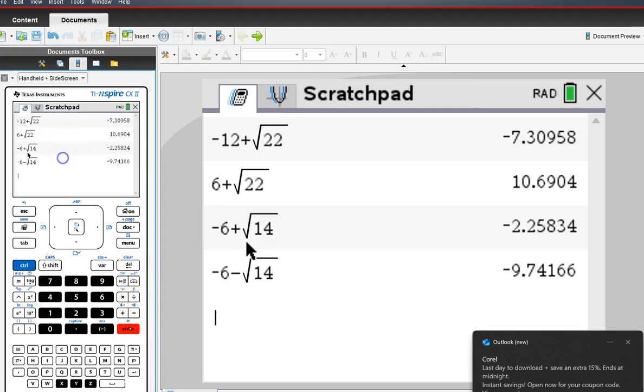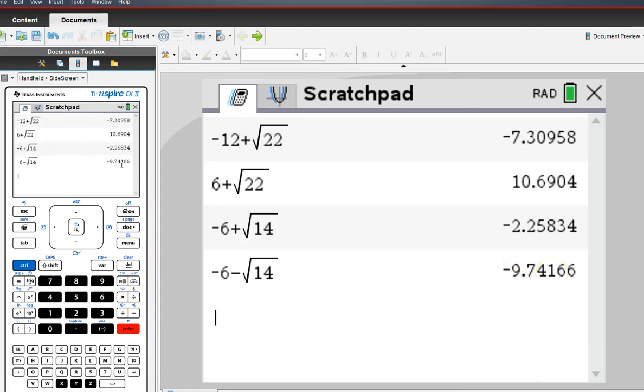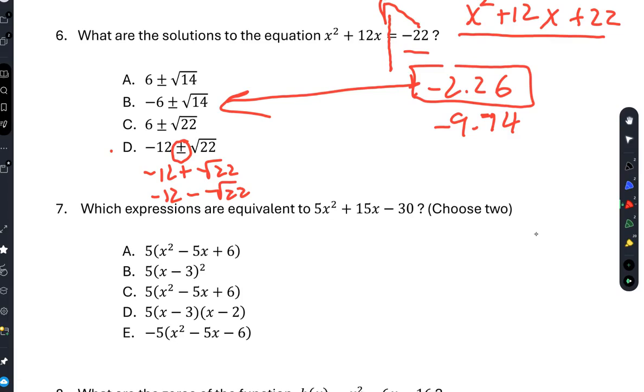Now then, if I hit enter, I should get the other zero, negative 9.74, okay? Remember, this 5 was rounded to get that answer on it. So these decimals match up to the answer choice. So you're just going to have to be patient and match these decimals up to the one that works, okay?